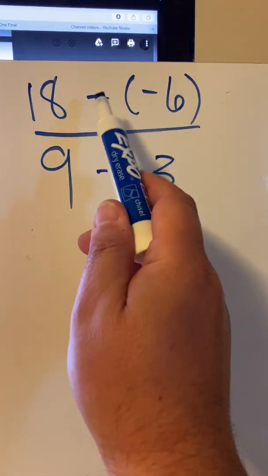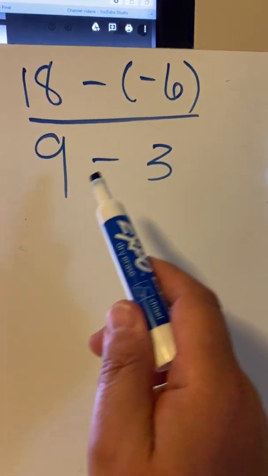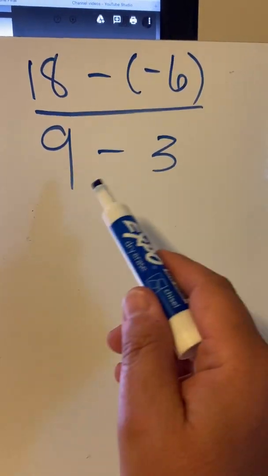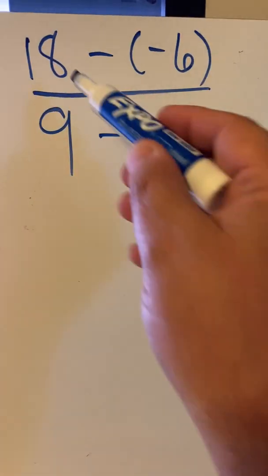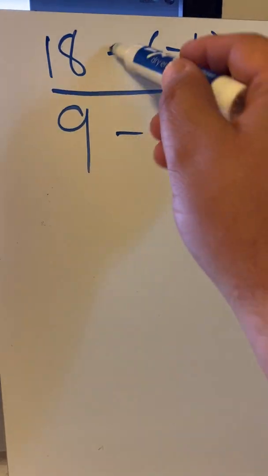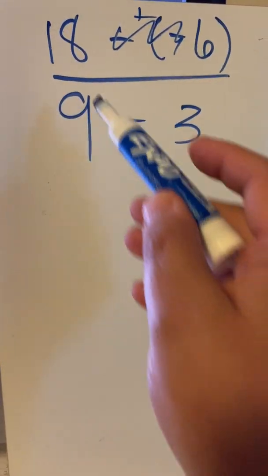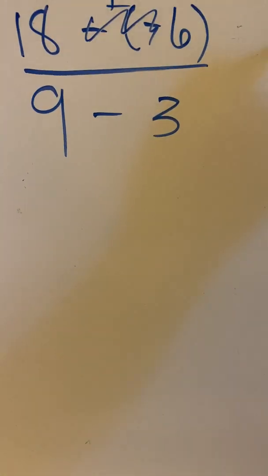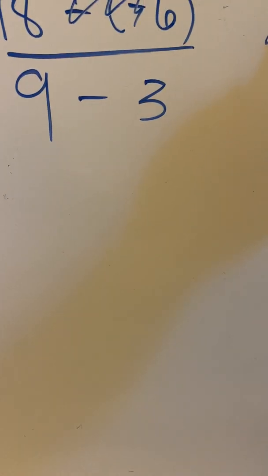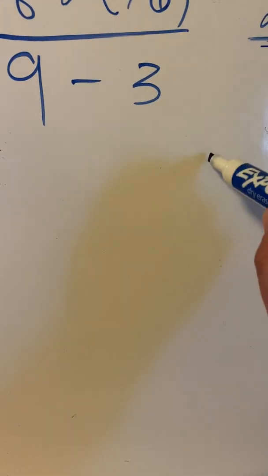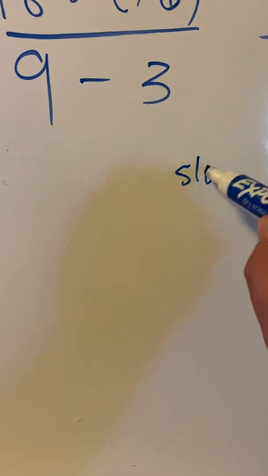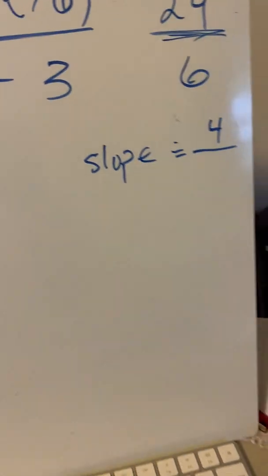So that's what we do. Change in y, 18 minus -6, over change in x, 9 minus 3. Easy one, 9 minus 3 is just 6. But then this one, a double negative, cancels out and is just a positive. 18 plus 6 is 24. And 24 divided by 6 is 4, so the slope is equal to 4, or 4 over 1.